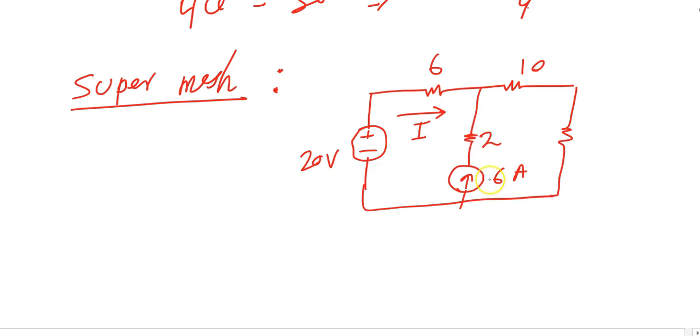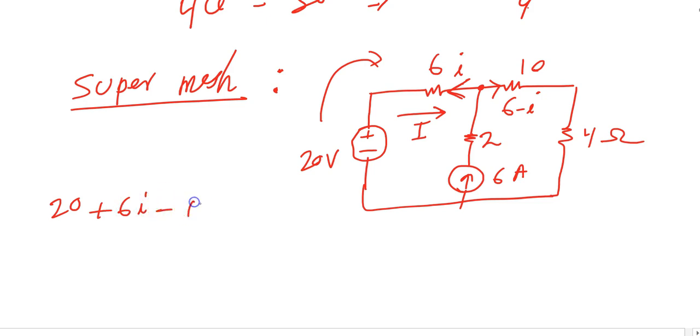So first of all, I'll assume this current is I, and this current is going, because 6 amperes is coming, so I have applied KCL here. So 6 minus I ampere is going this way. So how much current will be going through the 10 ohm resistor? That is 6 minus I. This is 4 ohm. Now apply KVL.